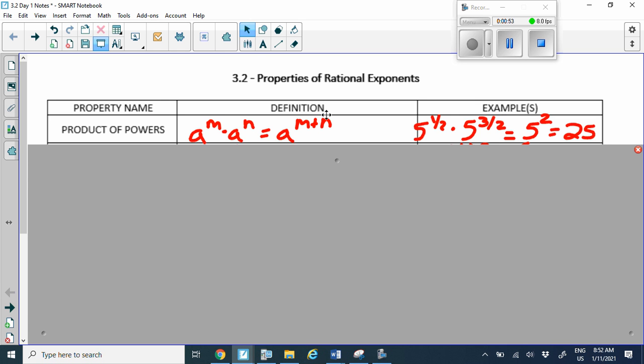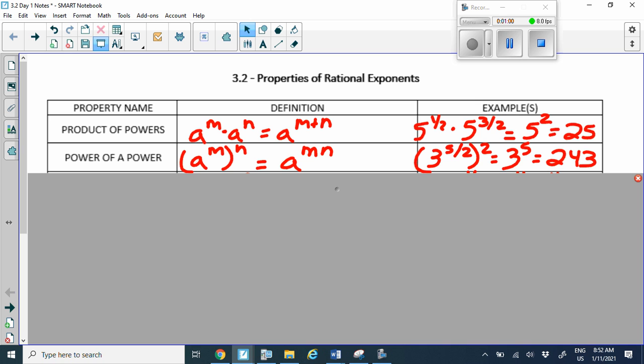Now, during these notes, especially while you're writing this, if you need to pause to write it down, make sure you do so. Okay, power of a power. Remember, when you have the base raised to one power and then raised to another, you need to multiply those exponents. So here we have (a to the m) to the n, which equals a to the m times n.